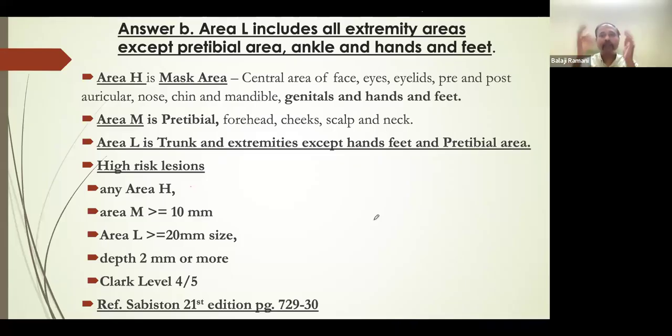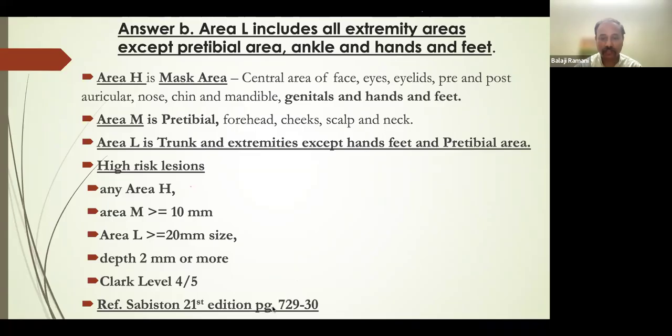Other than that, hands and feet, and then your genitalia, all these are high risk. Now, what else is there? Then you have the pretibial areas and the rest of the head and neck. So you have the neck, the scalp, the forehead, and the cheeks. All the rest of the head and neck is considered to be a medium risk area along with your pretibial. The N95 area and the strip mask area are high risk. Hands and feet are high risk, genitalia is high risk. All other areas are considered to be area L. So you have your area H, your area M, and your area L.